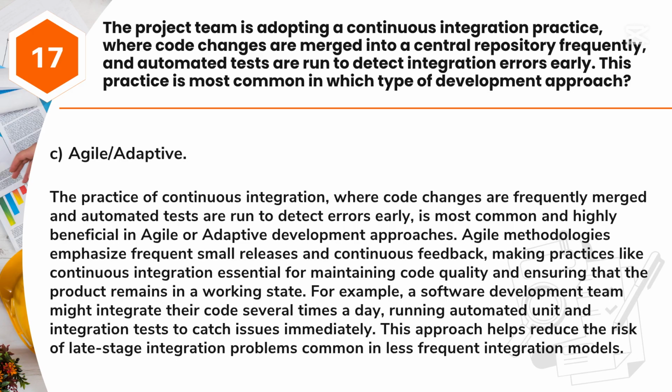Answer: C. Agile/adaptive. The practice of continuous integration, where code changes are frequently merged and automated tests are run to detect errors early, is most common and highly beneficial in agile or adaptive development approaches. Agile methodologies emphasize frequent small releases and continuous feedback, making practices like continuous integration essential for maintaining code quality and ensuring that the product remains in a working state.